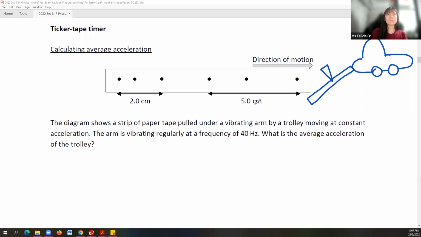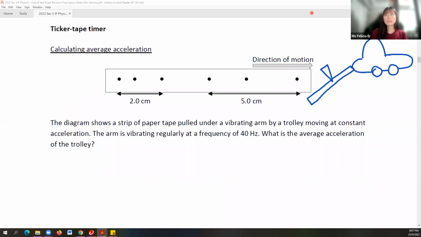So that's ticker tape. For ticker tape timer, there is such a question asking you the average acceleration. For average acceleration, there is actually a fixed method to go about doing it, so I'm going to go through it now. Let's read the question first. The diagram shows a strip of paper tape put under a vibrating arm by a trolley moving at constant acceleration. So it's speeding up. They say that the arm is vibrating regularly at a frequency of 40 hertz. What is the average acceleration of the trolley?